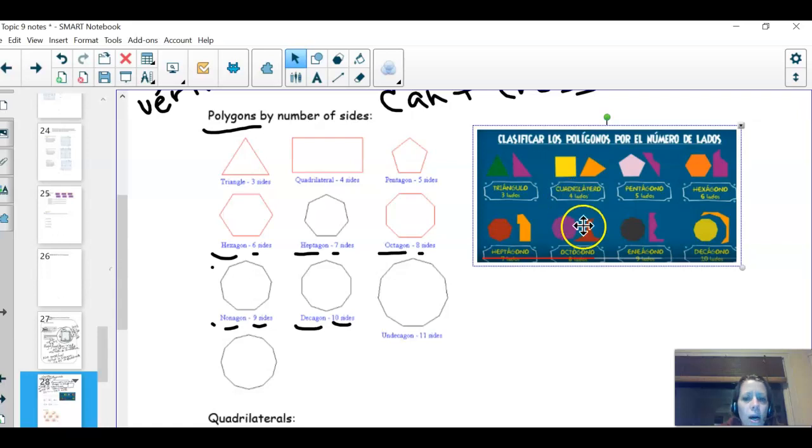Quad is equal to 4. Penta is equal to 5. Okay? Hex is equal to 6 sides. Okay? So sides, lados. So when we look at these, I'm going to expect that you can name them, but you can use this as a resource.